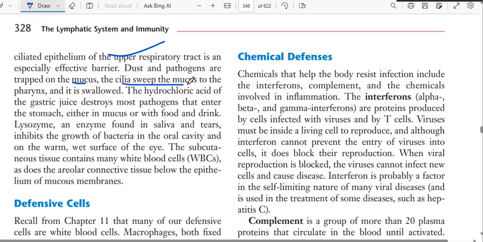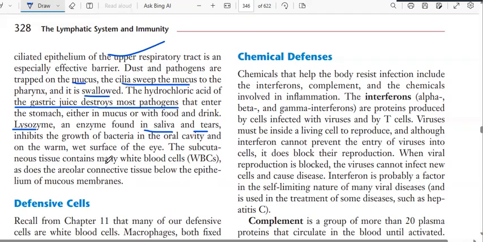The cilia sweep the mucus to the pharynx and it is swallowed. The hydrochloric acid of the gastric juice destroys most pathogens that enter the stomach, either in mucus or with food and drink. Lysozyme, an enzyme found in saliva and tears, inhibits the growth of bacteria in the oral cavity and on the warm, wet surface of the eye.